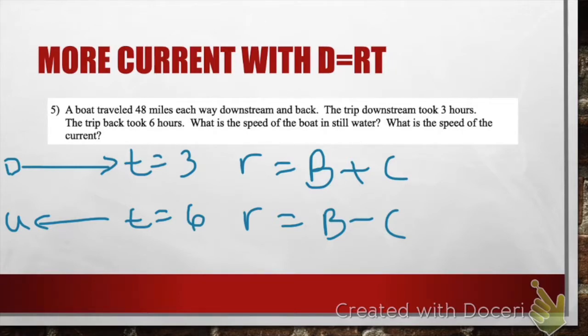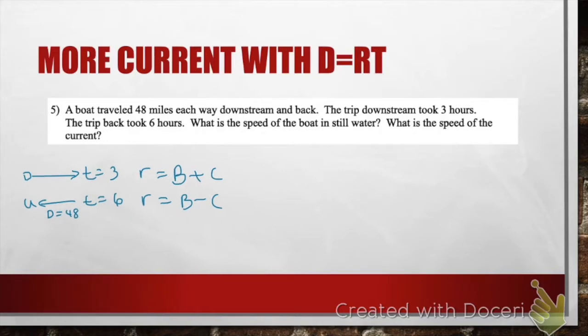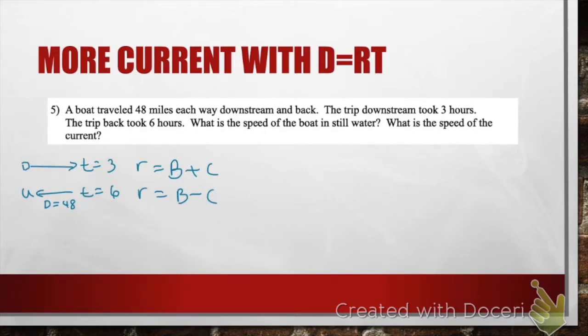Now that I've written all of this, we have one more thing to write and then we can write our equation. We have a total distance of 48 miles because they went down 48 miles and then back 48 miles. So each of the distances is 48 miles. So let's take our drawing and everything we need, and we're now going to give ourselves two equations.